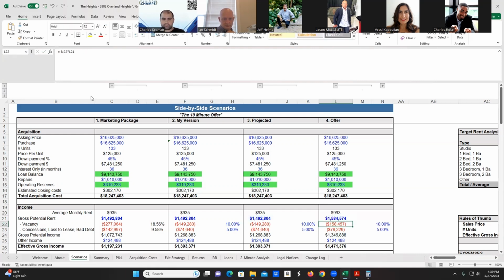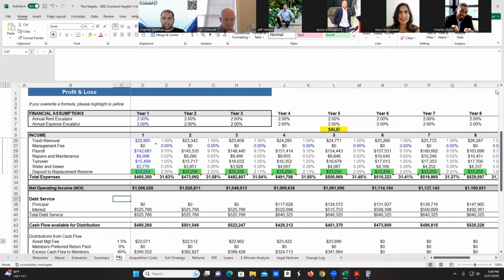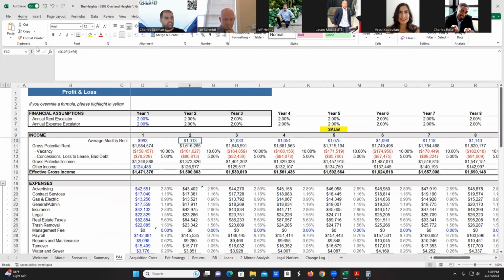Then for the future year, for year 2, we're going to come to our P&L tab, and we're going to plug that into our average monthly rent. So we're going to leave the equation that's there, and then on top of that, we're going to add an additional $57.50 for our value add.